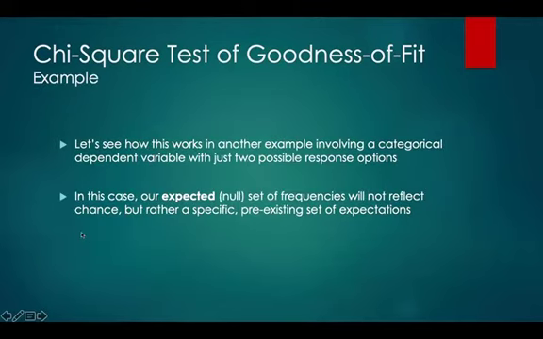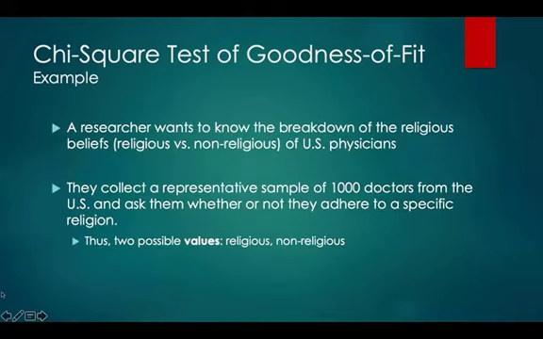Now let's see how this works in another sample involving a categorical dependent variable with just two possible response options. In this case, our expected null set of frequencies will not reflect chance, but rather a specific pre-existing set of expectations. So, a researcher wants to know the breakdown of religious beliefs, so religious versus non-religious, of US physicians. They collect a representative sample of 1,000 doctors from the US and ask them whether or not they adhere to a specific religion. Thus, two possible values: religious and non-religious.